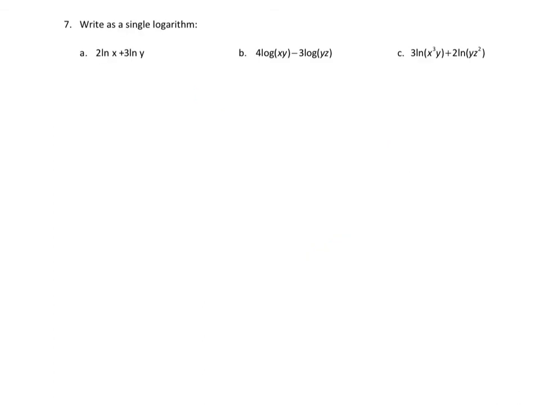Now we are going to condense. We are going to take multiple logs and smush them into one log. Now they have to have the same base to be able to do this. So for example, in part A, they're both natural logs. So we can use this rule. And first, we're going to take the numbers in front and make them exponents. So I get natural log of x squared plus natural log of y to the third.